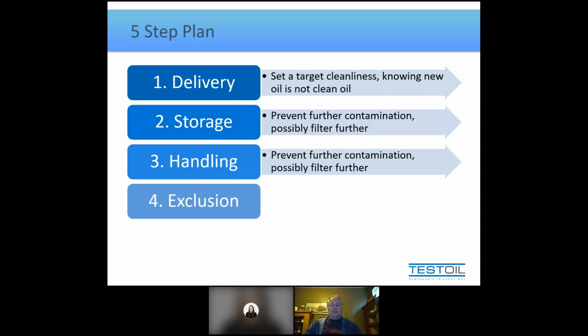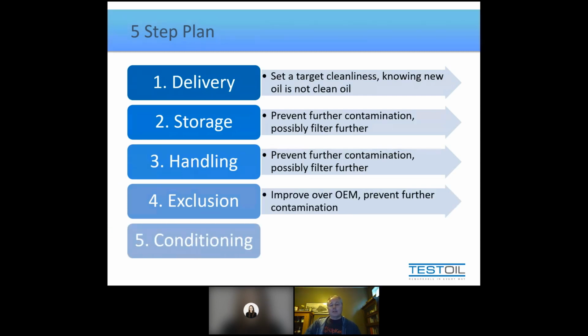Once it's in the machine, we have to discuss exclusion. That would be essentially, we're going to think about breathers, right? How do you keep contamination from getting in? How do you keep it from getting any dirtier? The last step is called conditioning, which is a fancy way of saying filtration, because this involves removal of particulate, water, varnish, insolubles, whatever you might want to consider, but different ways to condition the lubricant.